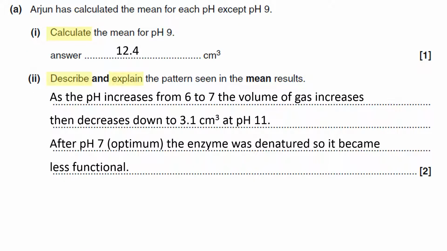The answer is because after pH 7, the enzyme's denatured. So pH 7 was the optimum. I threw that word in there. It's denatured. The active site was denatured, so it became less functional. It stopped working so much. I guess the trick here is to just keep it down to 2 marks. Everything I've written down there is absolutely plenty, and I think we can be pretty sure we're going to get those marks. So there we are.